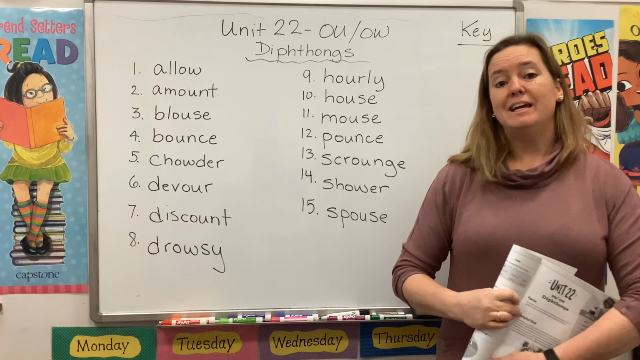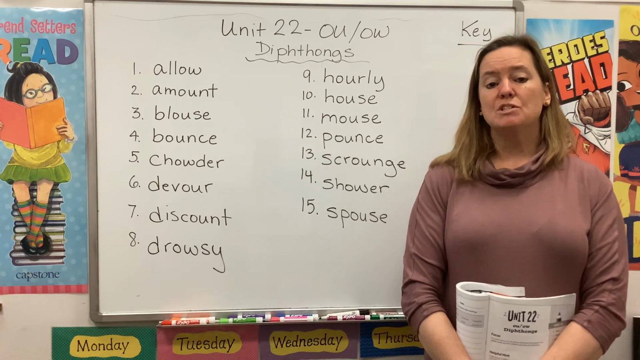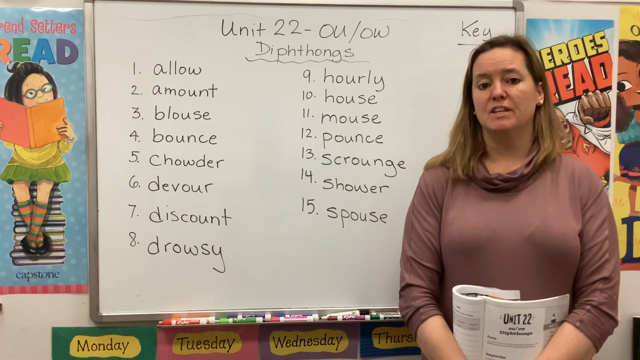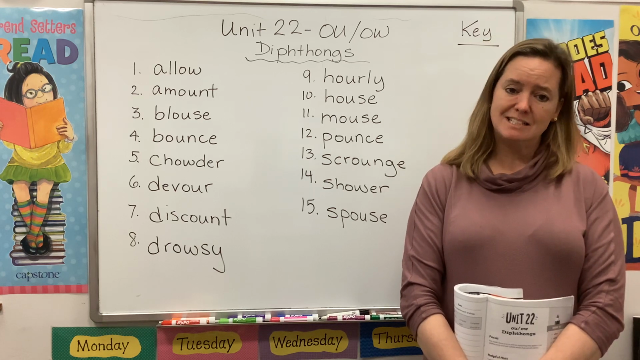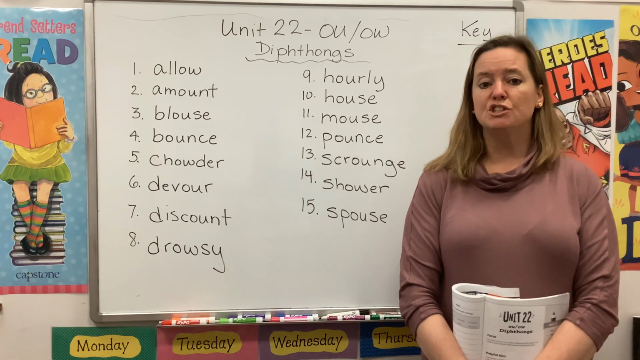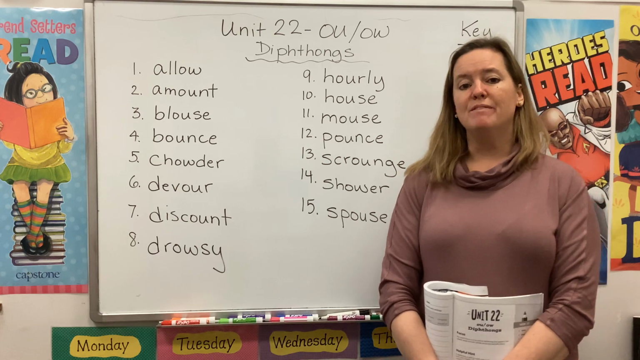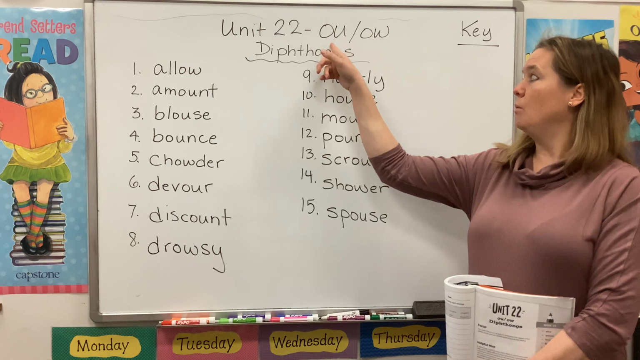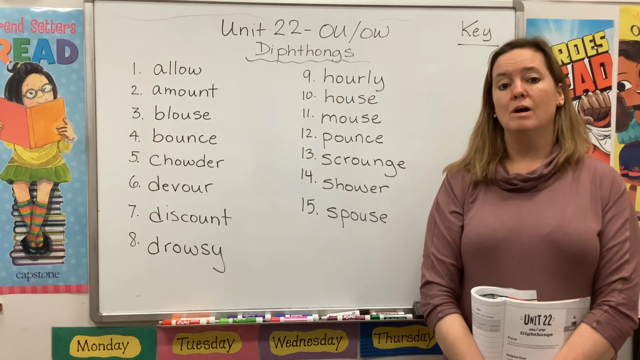All right, so we are taking a break from short vowels and long vowels, and now we're talking about some advanced vowel sounds. Last week we talked about the schwa, that sound that shows up in an unstressed syllable and can also show up in one-syllable words like push or bulge or pulse. This week we're moving on to diphthongs. Now, two very common diphthongs are OU and OW. They both make the same ow sound.